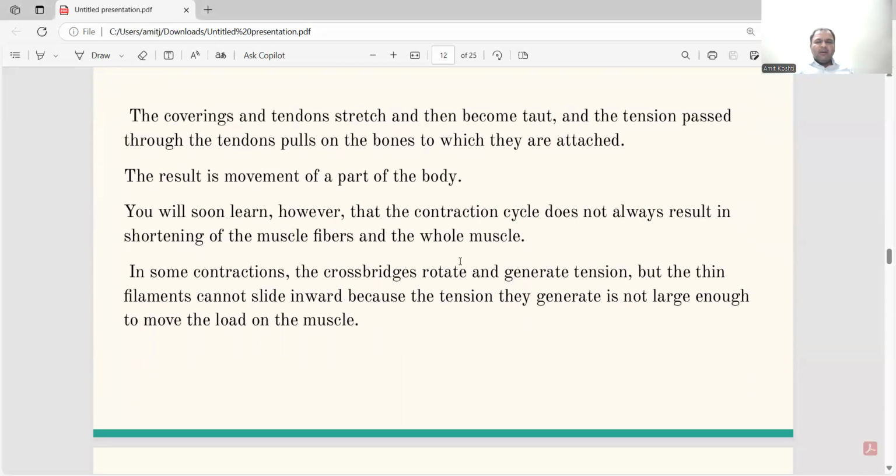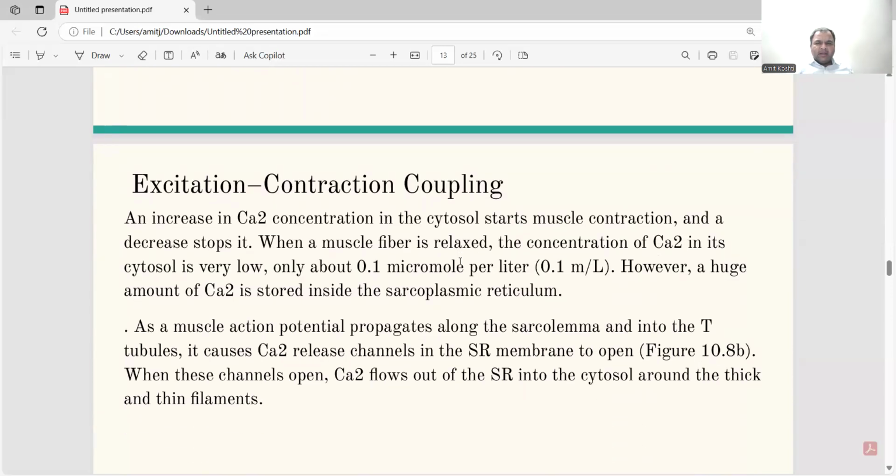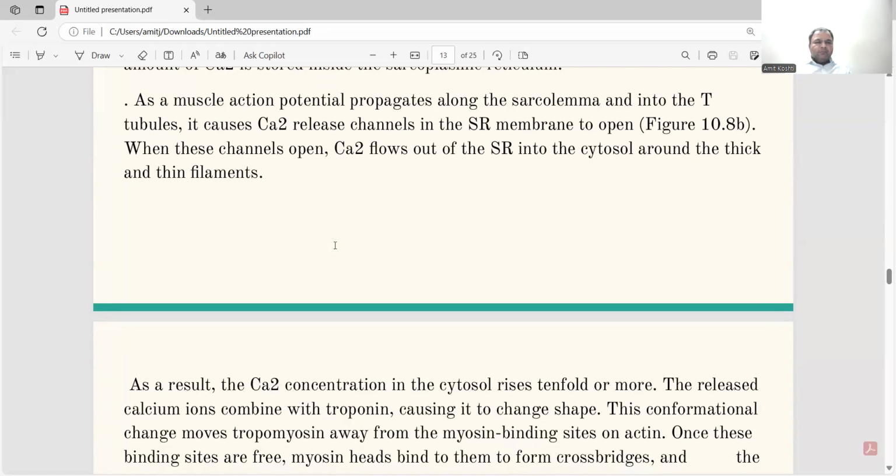So all this we have already talked about. Excitation and contraction, you can just go through this slide: the increase in concentration of calcium, and how it comes out from the sarcoplasmic reticulum, and what it causes. You can go through the slide on your own. We already talked about this. Okay, clear?